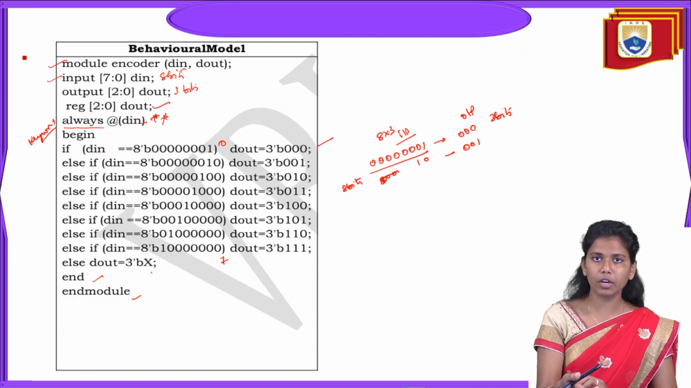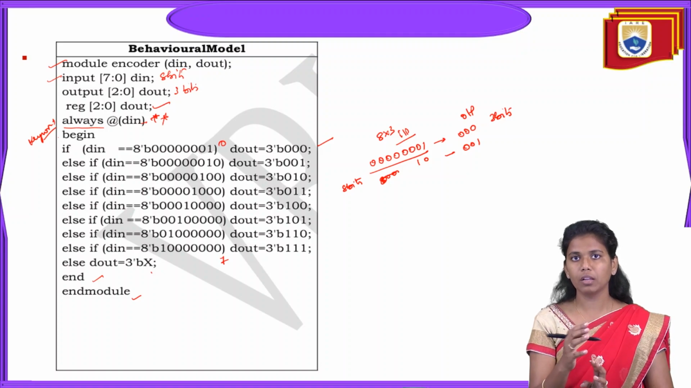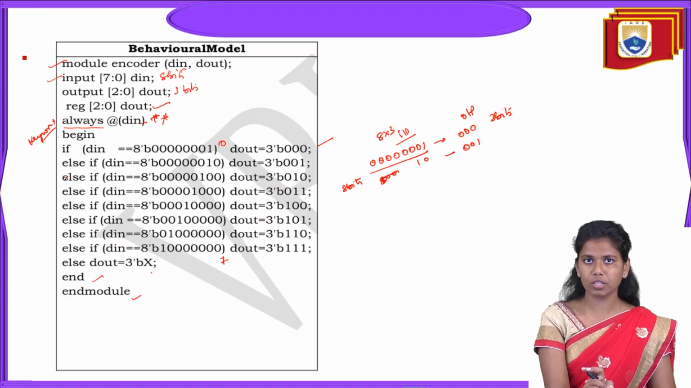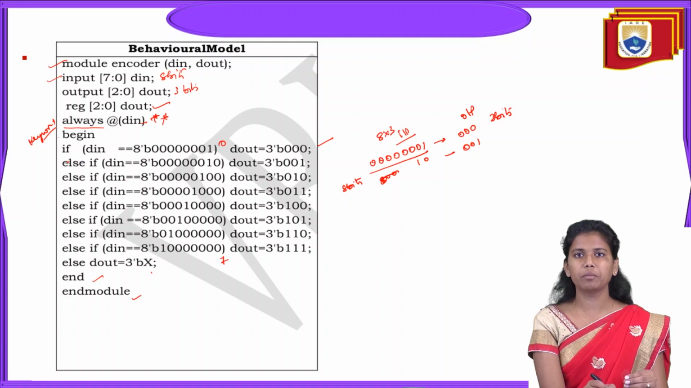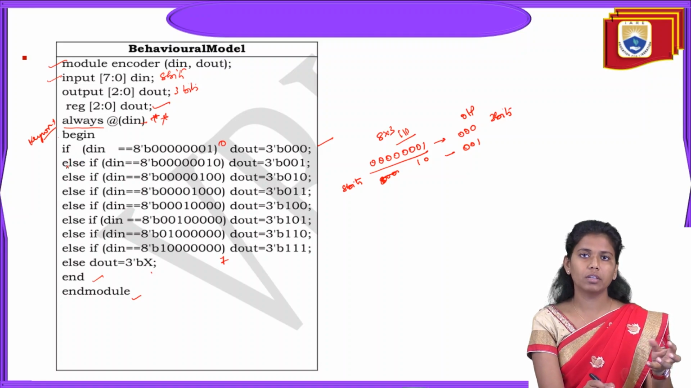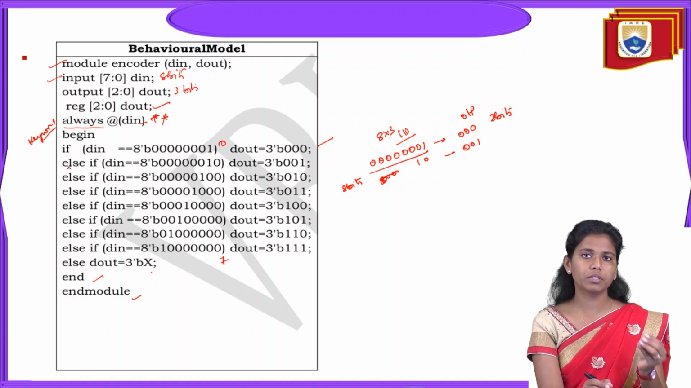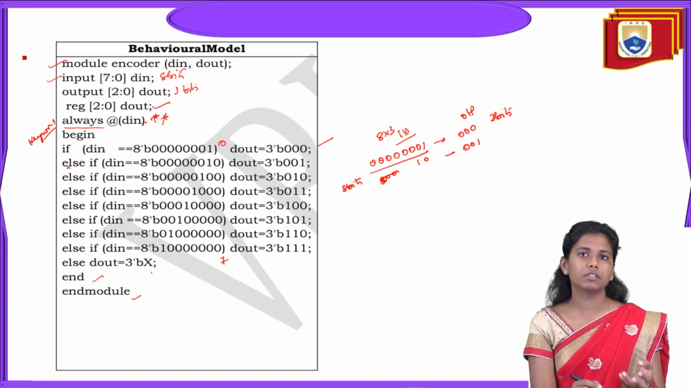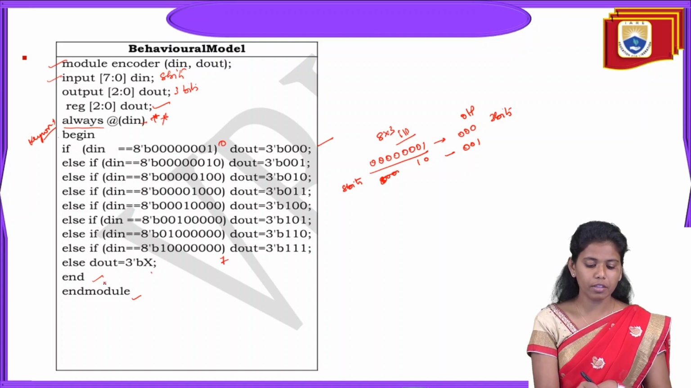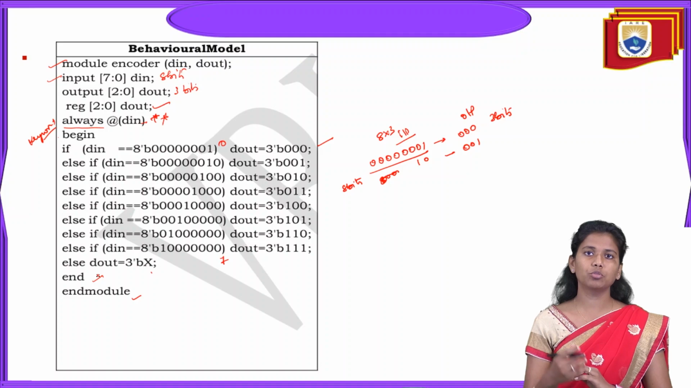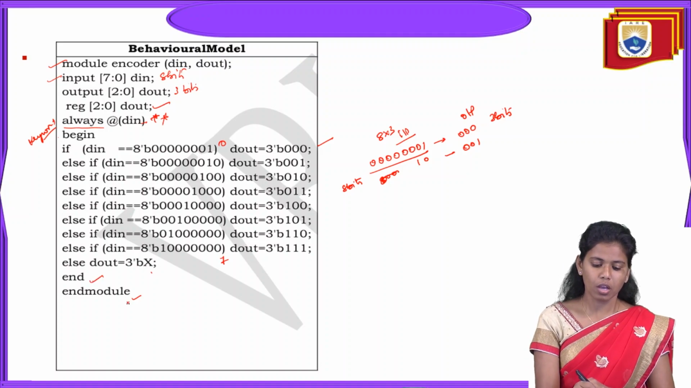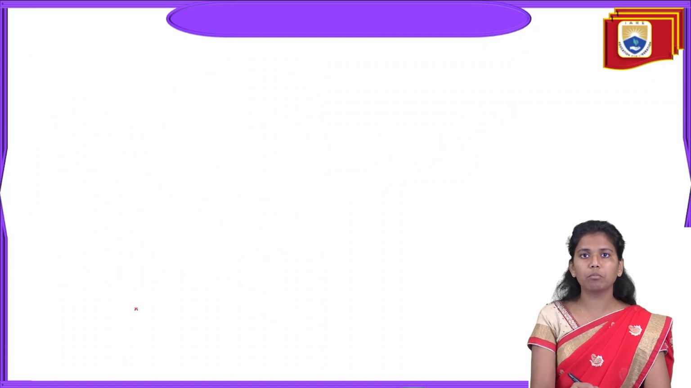We will be writing our code with respect to the truth table, and by using conditional statements. Sometimes we can write based on the device that you are considering. Sometimes we can go with the if statement, sometimes with if-else statements, sometimes with if-else-if statements, and so on. And finally, remember that you have to terminate your code with end module.